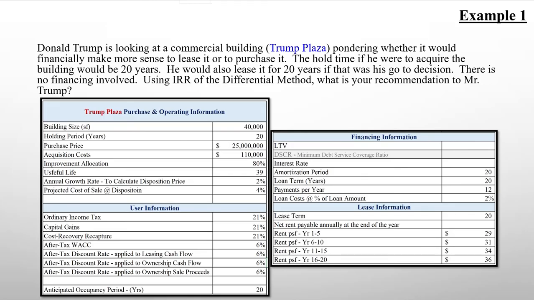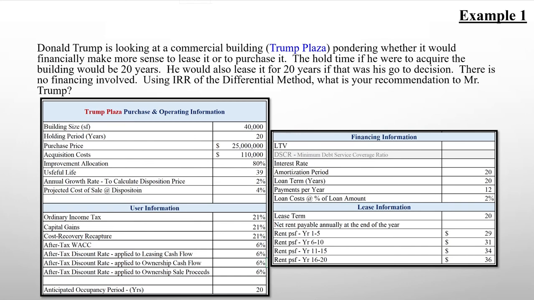So in our example, Donald Trump is looking at a commercial building, quote unquote, Trump Plaza, pondering whether it would financially make more sense to lease it or to purchase it. The whole time, if he were to acquire the building, would be 20 years. He would also lease it for 20 years if that was his go-to decision. There's no financing involved, so this is very simple and clean. Using the IRR of the differential method, what is your recommendation to Mr. Trump?